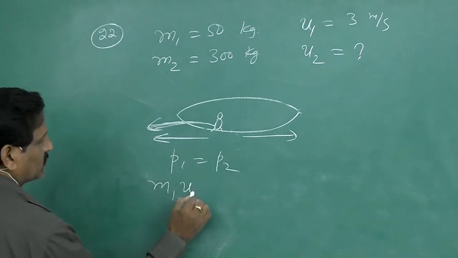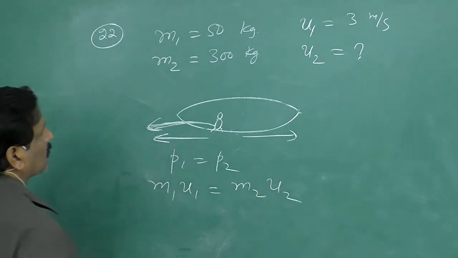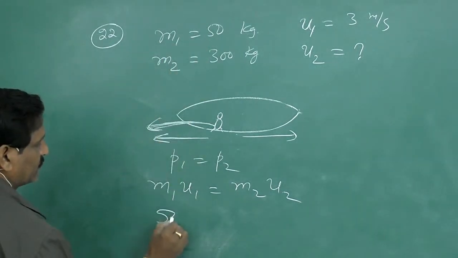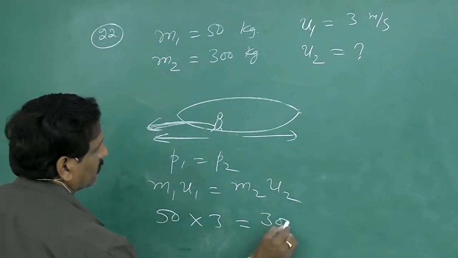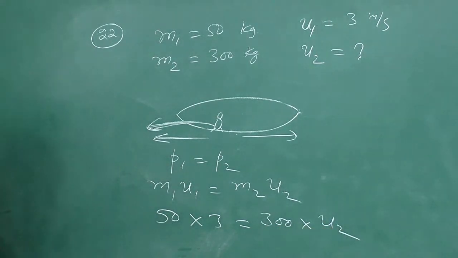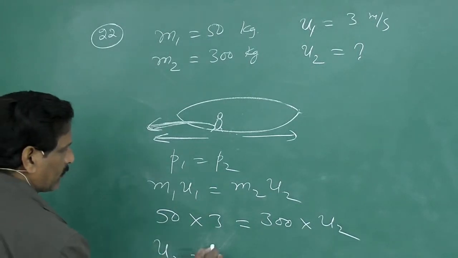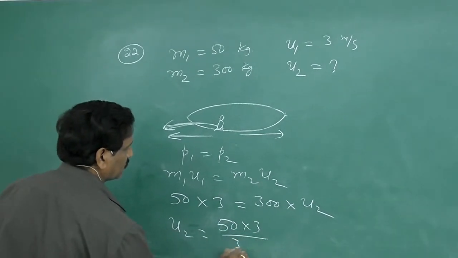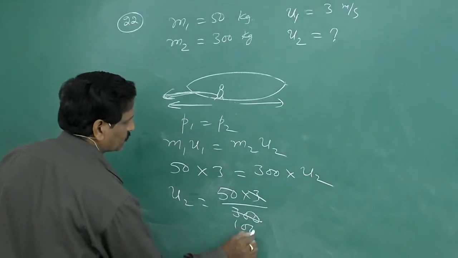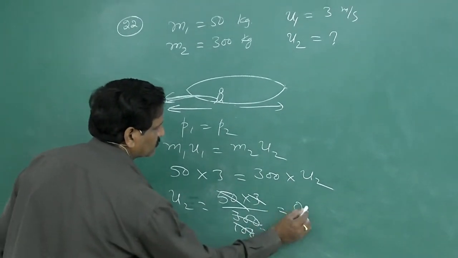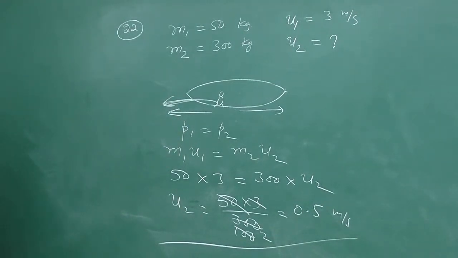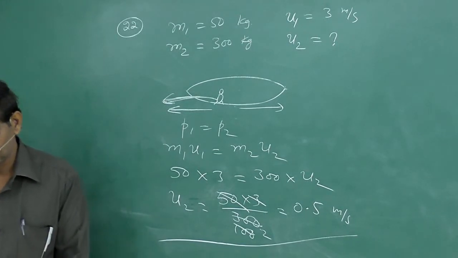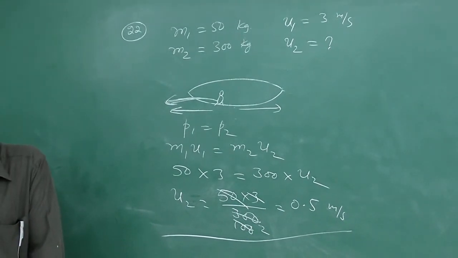So, M1 U1 is equal to M2 U2. Here mass of person is 50, velocity is 3, this is equal to mass of boat, 300, times the velocity of the boat, which we have to calculate. So, U2 is equal to 50 into 3 by 300, which is 0.5 meter per second. This is the law of conservation of momentum principle: momentum of person is equal to momentum of the boat in the opposite direction.